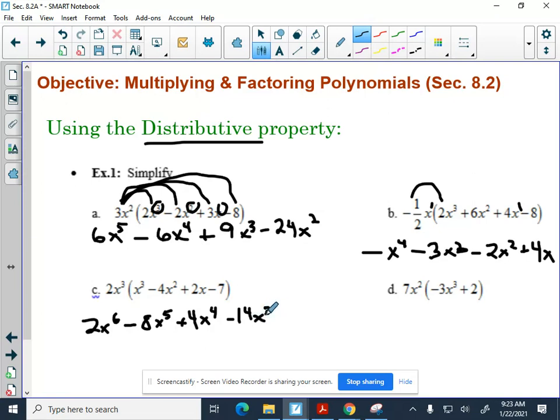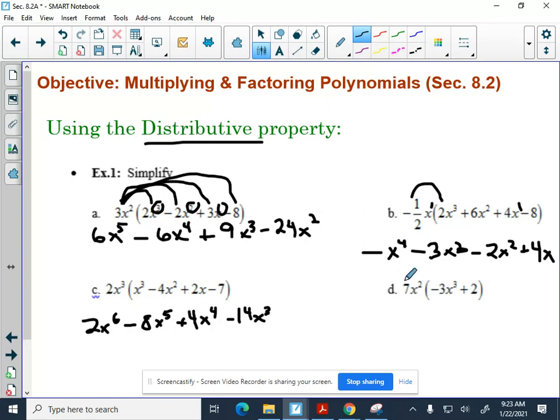Okay, if you've tried it, please check it on the board. 2x to the 6th minus 8x to the 5th plus 4x to the 4th minus 14x to the 3rd. Should go 6, 5, 4, 3 in the exponents. It used to go 3, 2, 1, 0. They all went up by 3 because of the outside, and the numbers all multiplied by 2 that were in the front, called the coefficients.